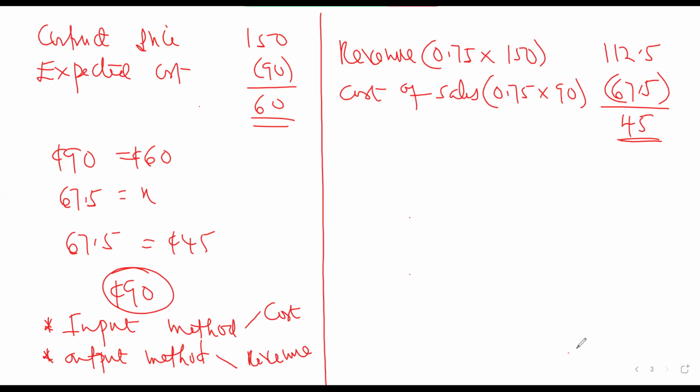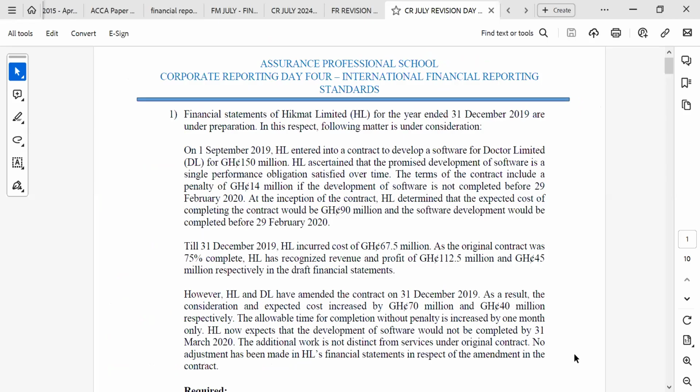What happened? The contract has been modified. Okay, the contract has been what? Modified. However, HR and DL have amended the contract on 31 December 2019. As a result, the consideration expected cost increased by 70 million and 40 million. So we have amended the contract. The question now is, the amendment, is it relating to the original contract, or is it a different contract that we are taking?